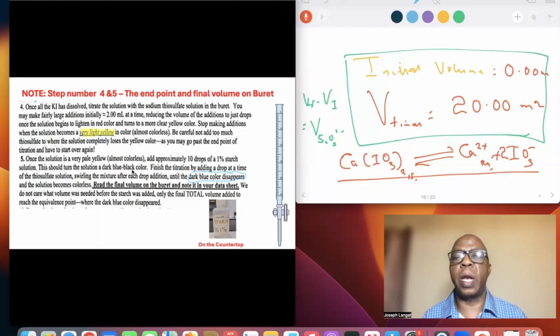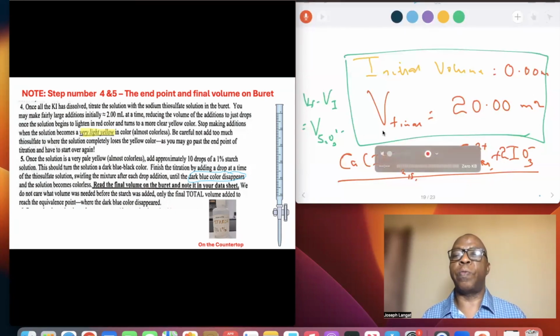If you don't get a dark blue color, any color is okay. I've seen it work before. At this point, be careful when adding the titrant sodium thiosulfate. You've got to continue with the titration, adding drop by drop at a time until the solution becomes colorless. That is when you get your final volume.